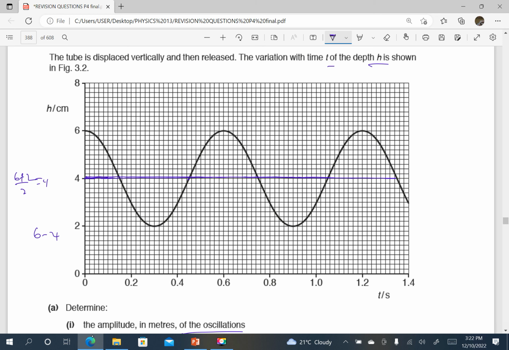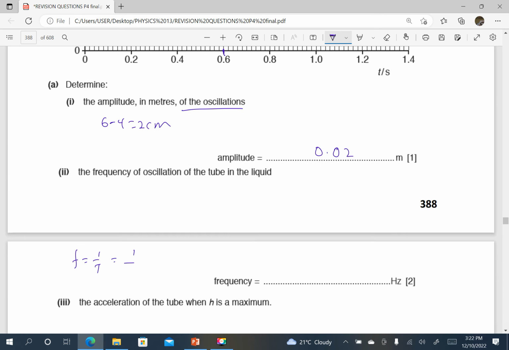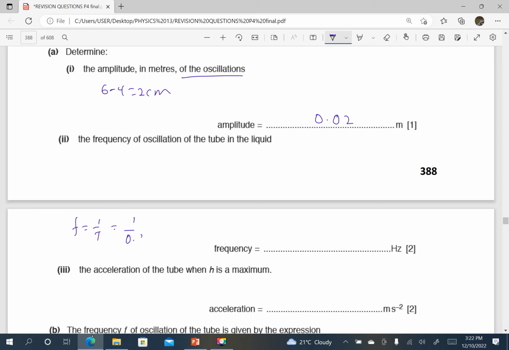So if I start at t equals 0 at the peak, the next time I come back to the peak, that is one cycle, and I think that is at 0.6. So the period is 0.6. I press my calculator: 1 divided by 0.6. So the frequency is 1.67 or 1.667, or approximately 1.7.